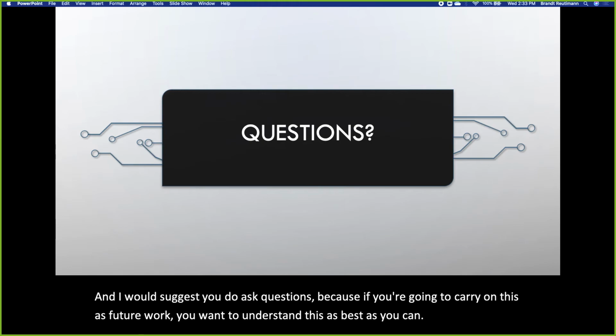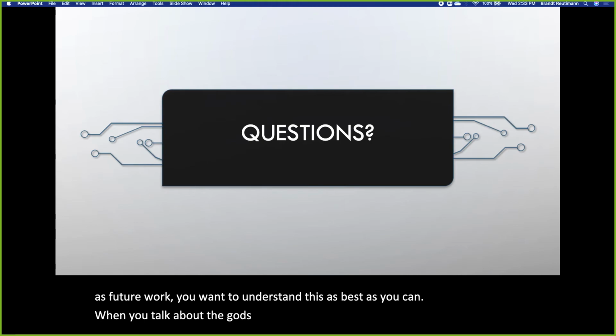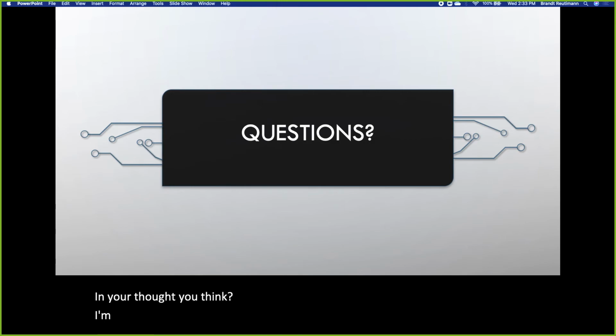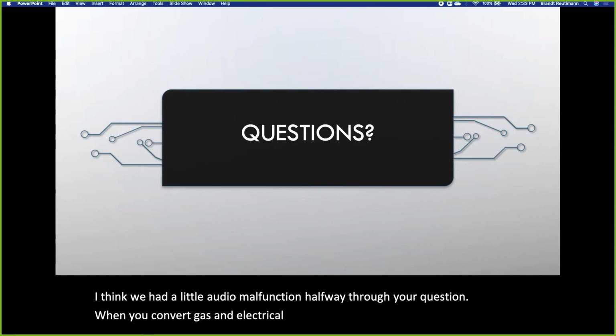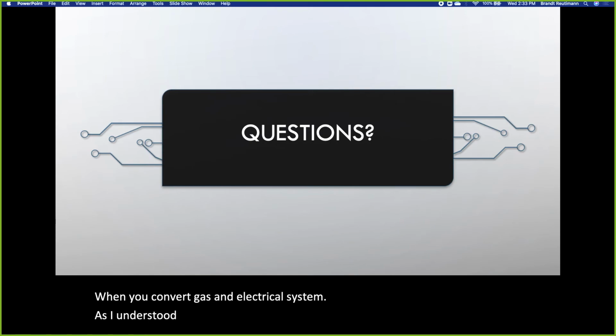When you talk about the gas and electrical system, in your thought, you think electrical system... gas system? I'm sorry, can you repeat that? I think we had a little audio malfunction halfway through your question. When you compare gas and electrical system, as I understood you, the electrical system is more vulnerable than the gas system.